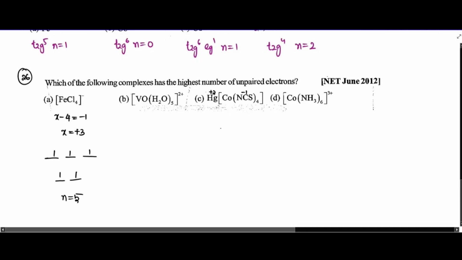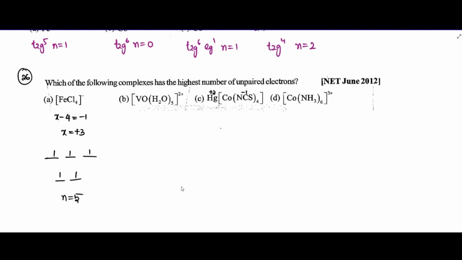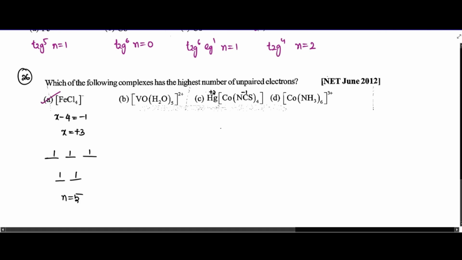Is there anything you need to check? What is the maximum number of unpaired electrons a system can have? It's always going to be 5. Unpaired electrons won't go beyond that, so you can directly mark option A. But let's do the remaining as well. The correct answer is option A. What about the next one?